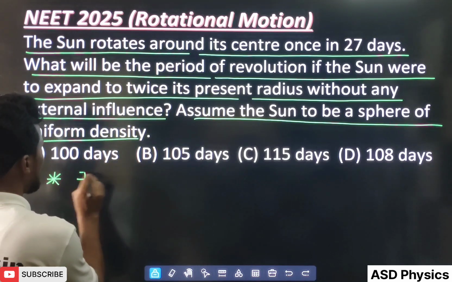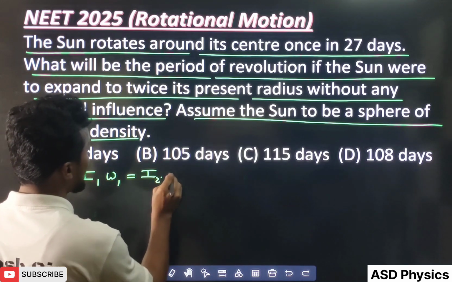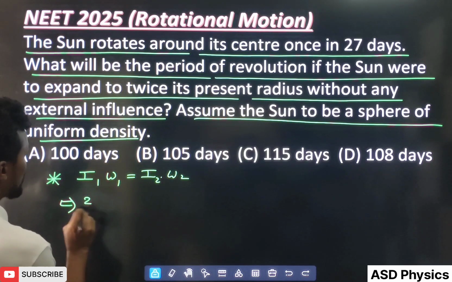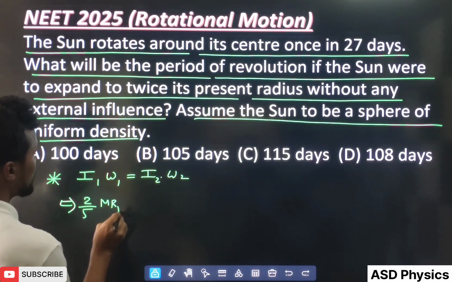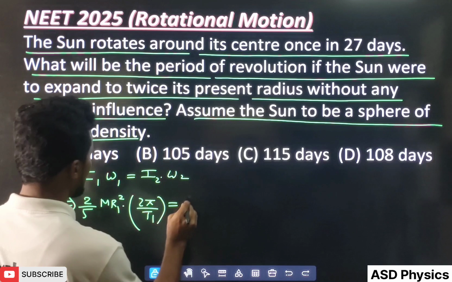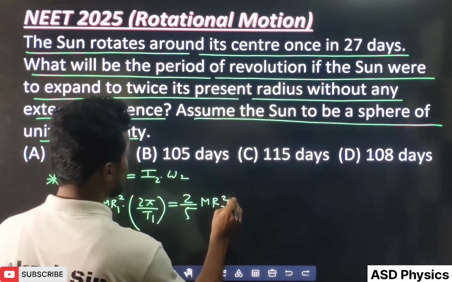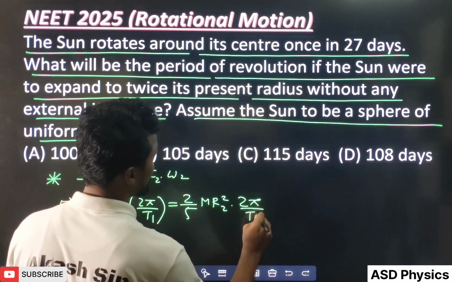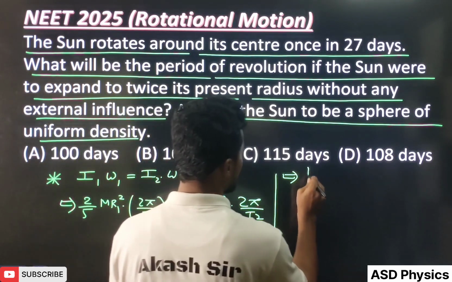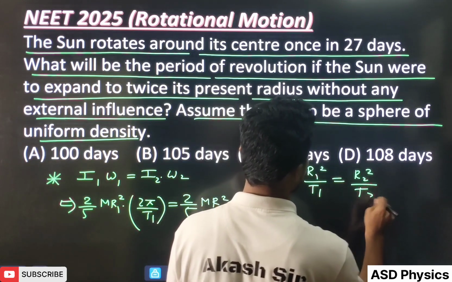Okay, and for the angular momentum conserved, remember that here I1 omega 1 is equal to I2 omega 2. Now angular momentum conservation, rotation. So for a solid sphere, this is 2 by 5 m r1 square, omega 1 means 2 pi by T1, and here also 2 by 5 m r2 square, and 2 pi by T2. After we simplify this, what will come here, students? It will become r1 square by T1 is equal to r2 square by T2.